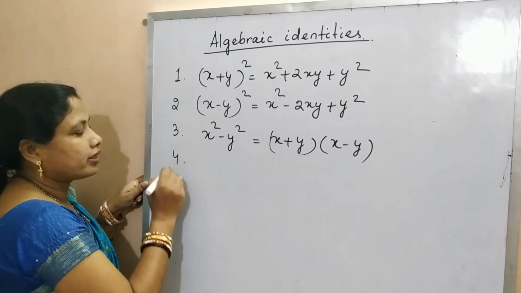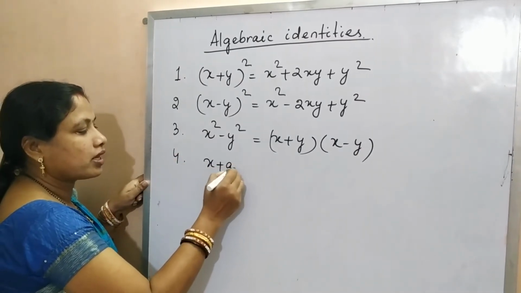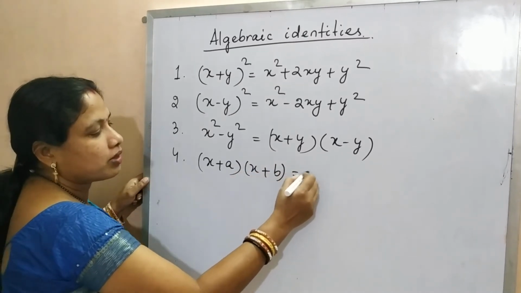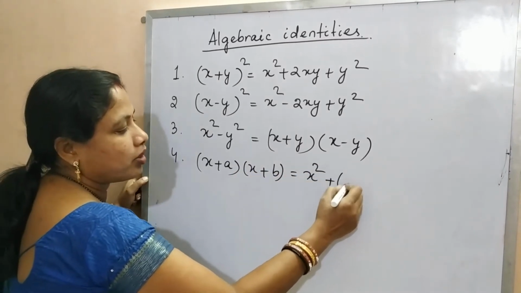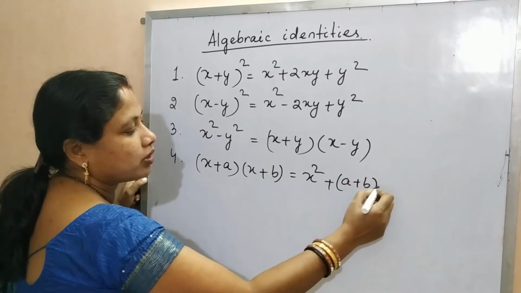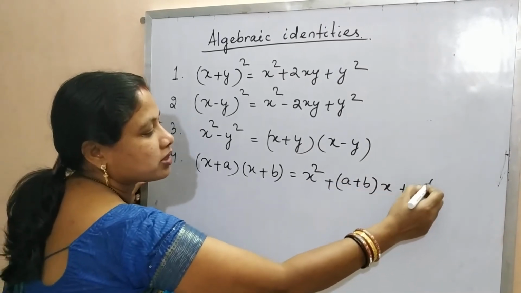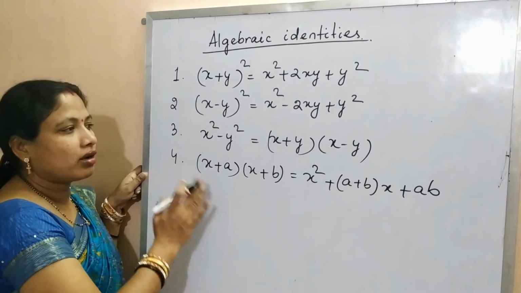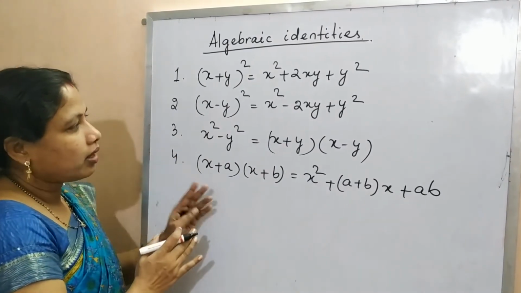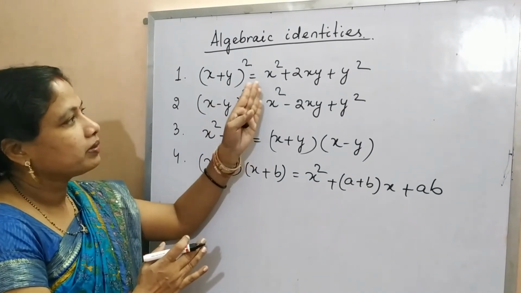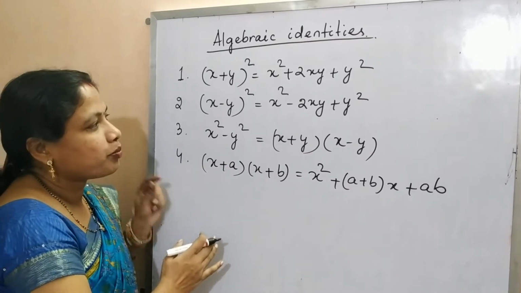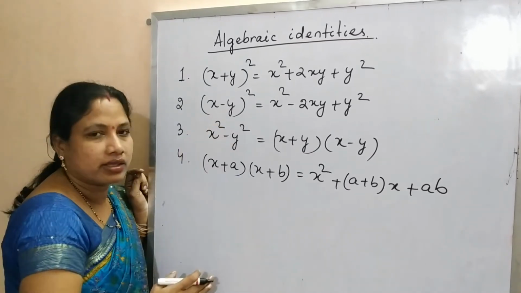Then fourth identity, (x + a)(x + b) = x² + (a + b)x + ab. So these identities you already learned before, and how to derive these identities also you know. So let us solve some problems by using these identities.